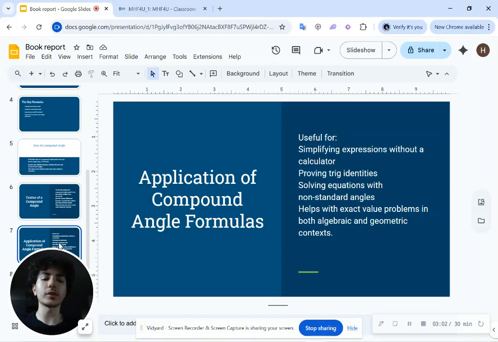Proving trigonometric identities. This is just a great overall tool to have in your toolset and just overall help you in the future in further math at university or your future professions.